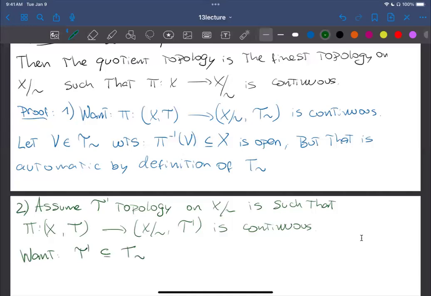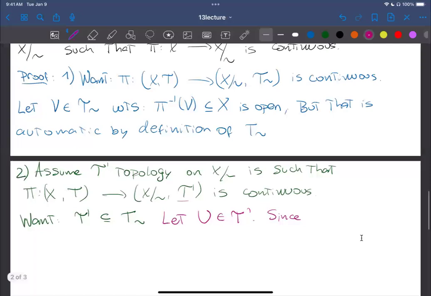So how do we prove that? Well, element chasing. Let's take some, let's call it U in T prime. I want to show U is also an element in T tilde. Now, what can we do? Well, the only thing that we can use is that phi is continuous. Since phi is continuous landing into T prime, with this topology here, what we get is that the preimage under phi of this U needs to live in T.